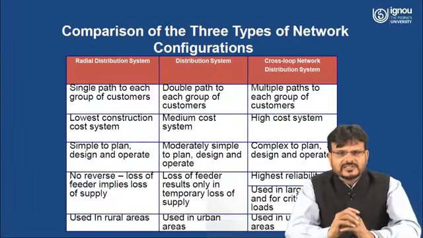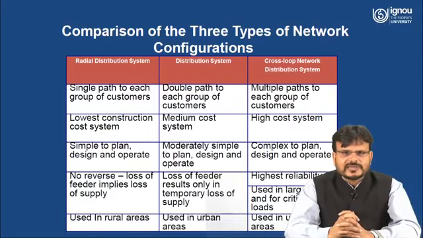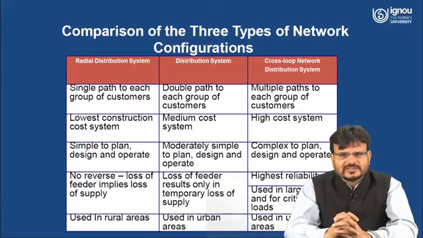Here you can see the comparison of all three types of network configuration. First is the radial, second is the loop, and third is the cross loop network. What happens in the radial distribution system? There is only a single path to each group of customers. In the loop system, there is a double path to each group of customers, and in the cross loop network, multiple paths to each group of customers are used.